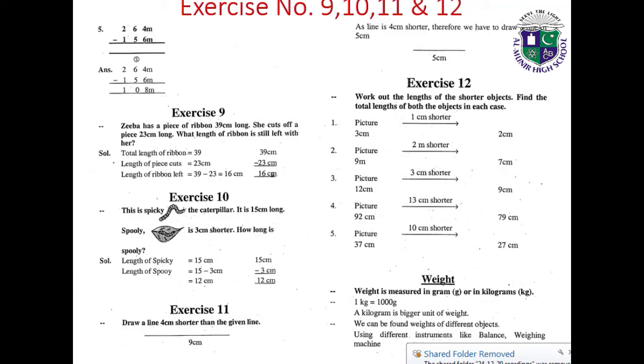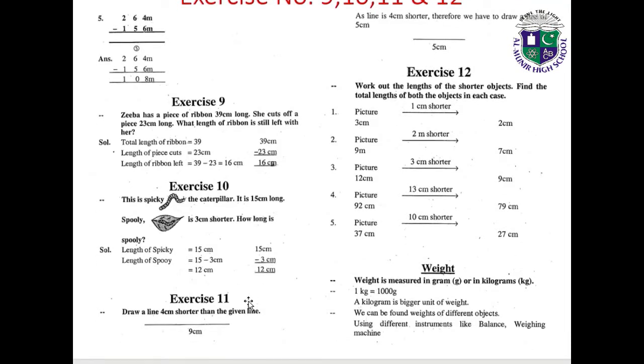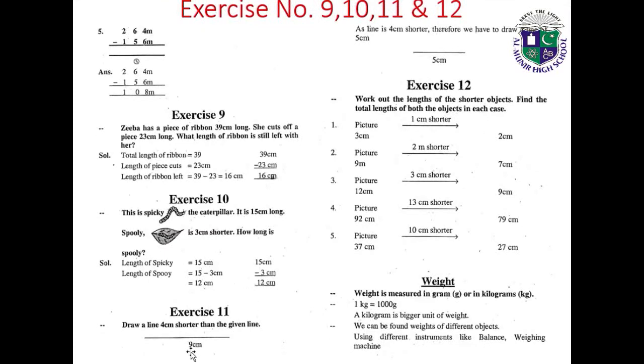Next exercise number 10. This is Spiky the caterpillar. It is 15 centimeter long. Spoolie is 3 centimeter shorter. How long is Spoolie? Length of Spiky 15 centimeter. Length of Spoolie 15 minus 3 equal 12 centimeter is your answer. Next exercise 11. Draw a line 4 centimeter shorter than the given line of 9 centimeter. As the line is 4 centimeter shorter, therefore we have to draw a line of 5 centimeter.